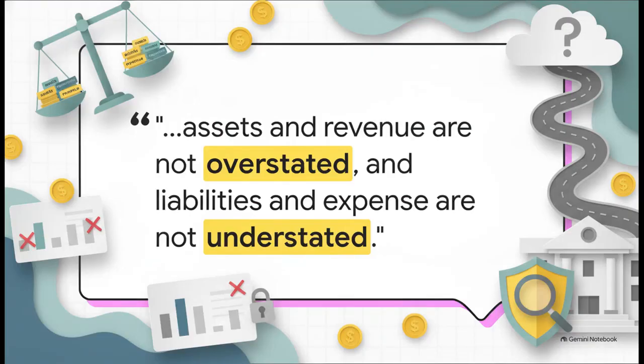Achieving this neutrality demands immense prudence from accountants. The manual literally states that the exercise of prudence means assets and revenue are not overstated and liabilities and expenses are not understated. You simply cannot paint a rosy picture by hiding future debts or exaggerating current cash flows. Extreme caution has to be exercised under conditions of uncertainty so the public isn't misled.